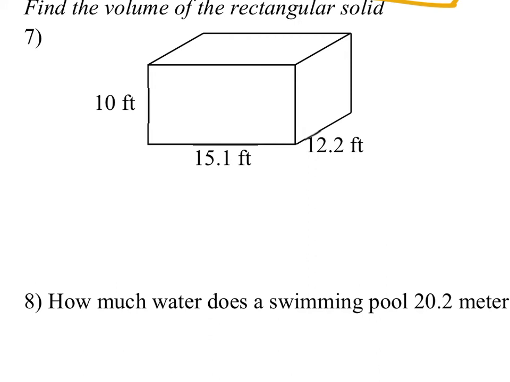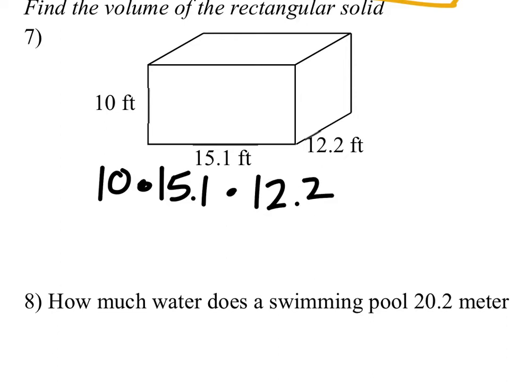But in the meantime, I've got 10 times 15.1 times, we'll just emphasize the multiplication, 12.2. Now, the order of these really doesn't matter. You can say the length and the height or whatever you want and mix up the order because of the commutative property of multiplication as well. But let's do this. 10 times 15.1.